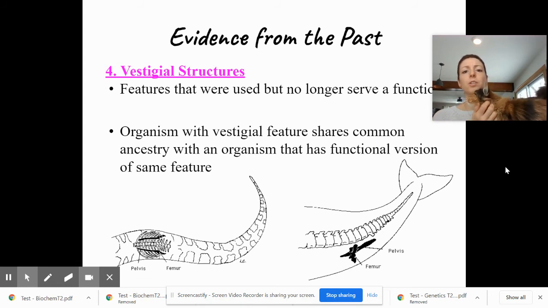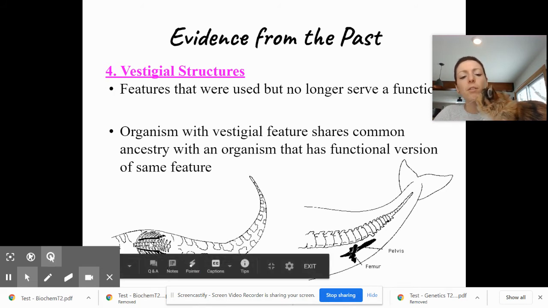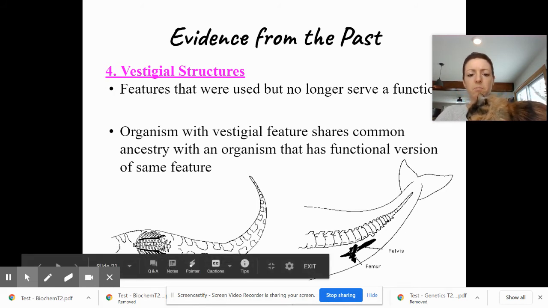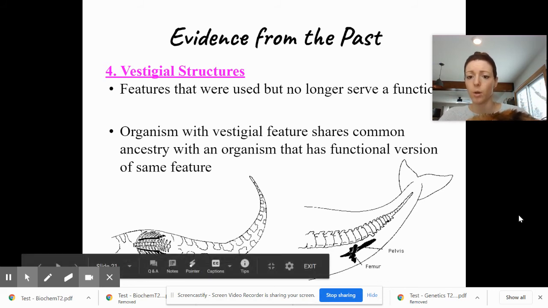Vestigial structures. So these are fun. They're features that no longer serve a function. So we can see here, oh yeah, there's our snake pelvis, ribs. You don't need a pelvis and femur unless you had feet or legs at one point. So it's something that didn't kill them to keep. So there it is, but it doesn't have a purpose anymore. They don't use it for walking. And the same thing with the whale. It's got a pelvis and a femur.